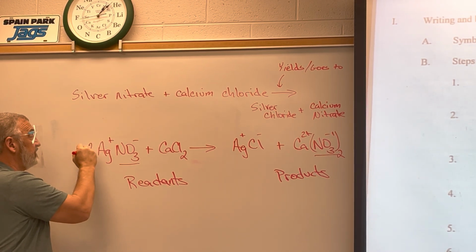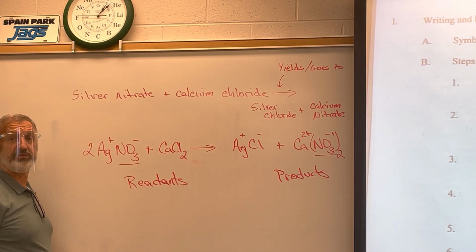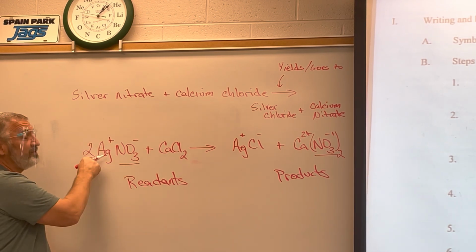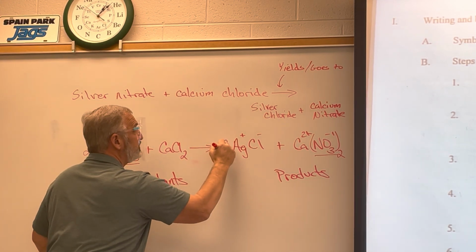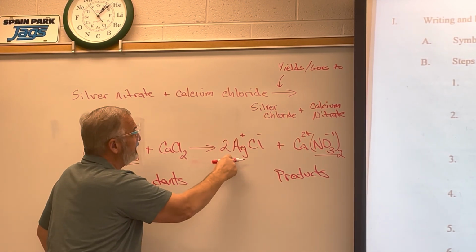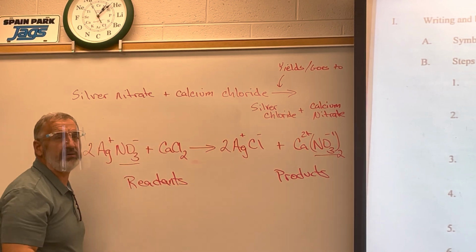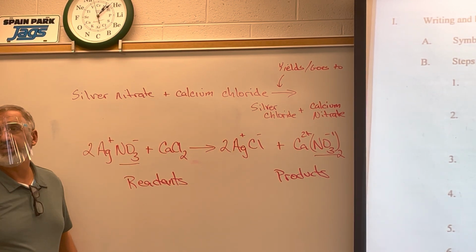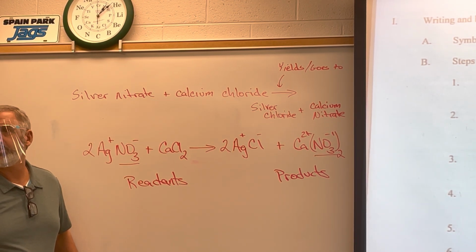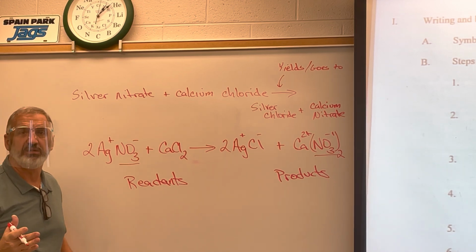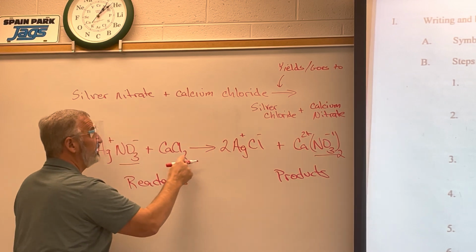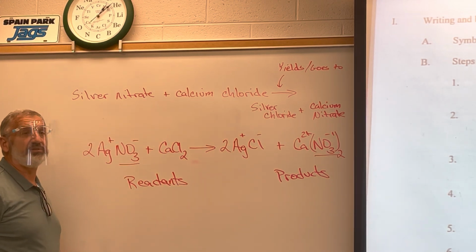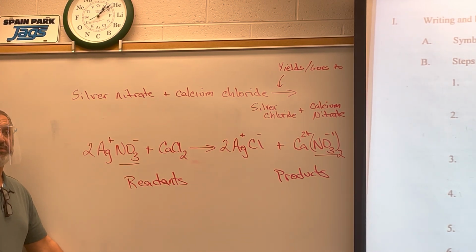So I'm going to put a 2 out in front. But now that gives me 2 silvers. So I come back here and I put a 2. It's always out in front. You never put the coefficient in the middle of the compound. We just did all the naming stuff. We never saw a coefficient in the middle of a formula. But now that gives me 2 chlorines, and looky there, I have 2 chlorines. Now this bad boy's balanced.